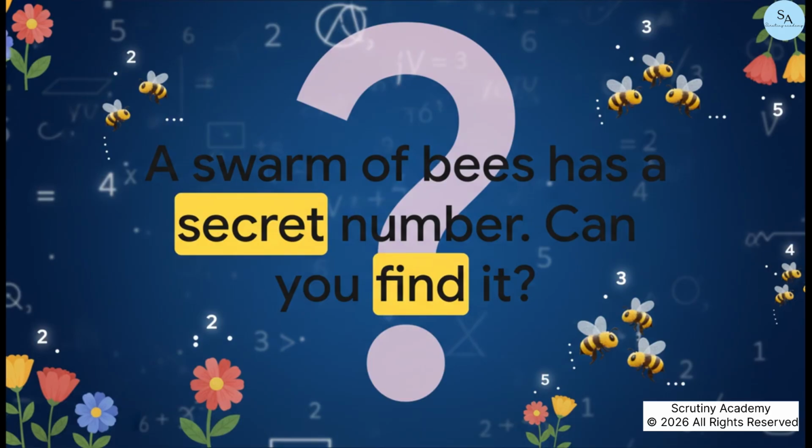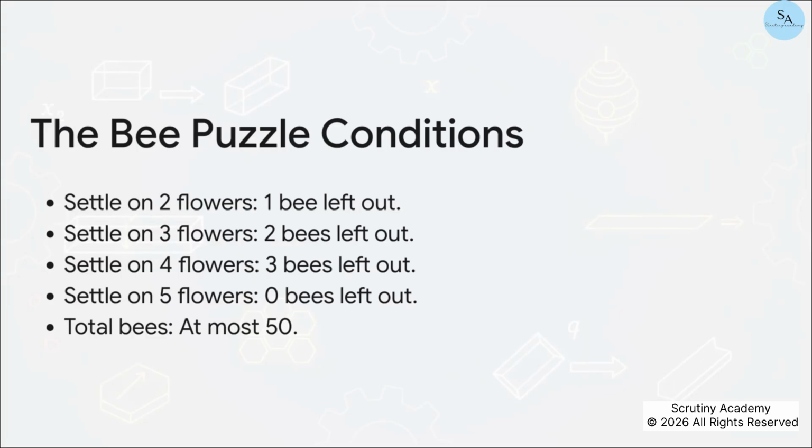So, picture a swarm of bees in a garden. They follow a very specific set of rules when they land on flowers, and our job is to play detective and figure out exactly how many bees are in that swarm. Okay, so here are the clues. If the bees try to land on 2 flowers, there's always 1 bee left over. If they try 3 flowers, 2 bees are left. On 4 flowers, 3 are left. But, and here's the big clue, if they land on 5 flowers, every single bee has a flower, with none left over. Oh, and we also know there are 50 bees or fewer.